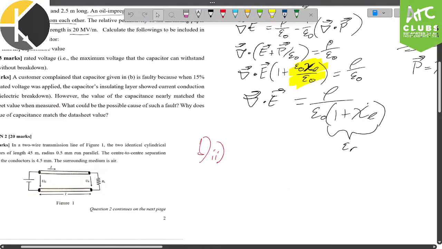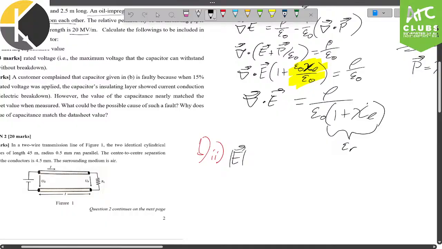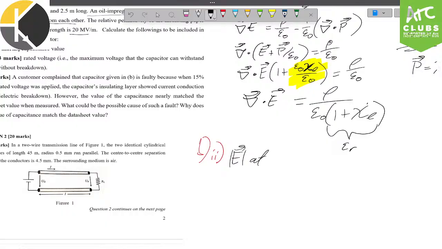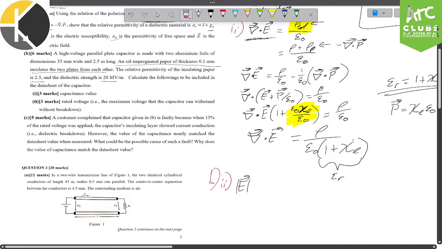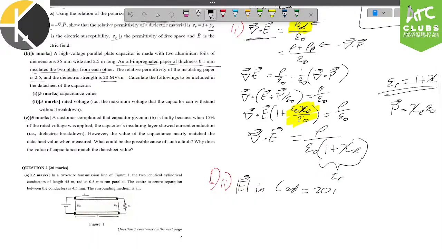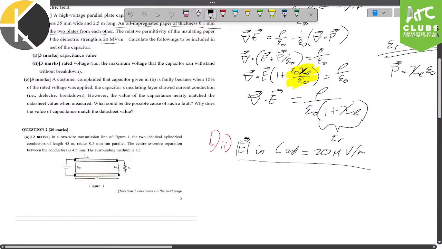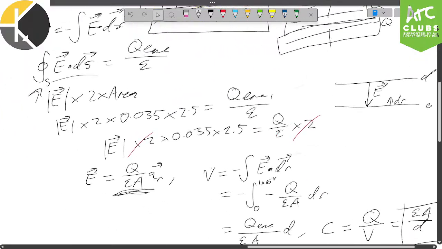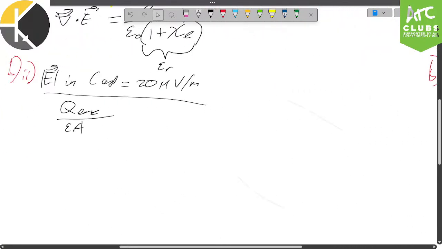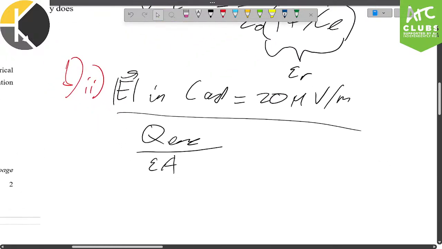So I need the magnitude of the electric field in the capacitor to be equal to 20 megavolts per meter. This is what I'm going to set up, and from my previous equation I can immediately tell that this is going to be Q enclosed on epsilon A, as we had discovered over here. Q on epsilon A is the magnitude of my electric field strength.